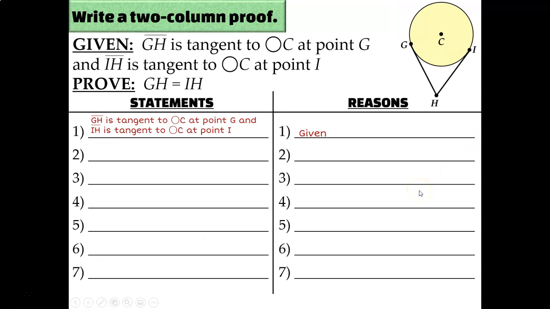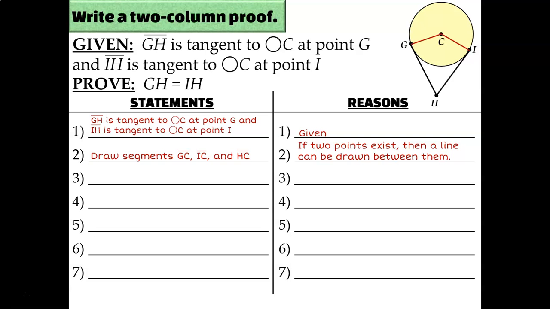Given that GH is tangent to circle C at point G, and IH is tangent to circle C at point I, prove that GH is equal to IH. We're going to start in somewhat of a similar fashion to the previous proof in that we need to draw some segments first. I'm going to draw segments GC, IC, and CH. Doing so creates two triangles, and our goal is to prove that those two triangles are congruent to each other.